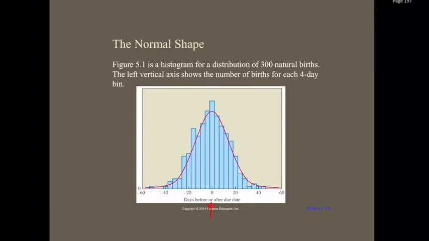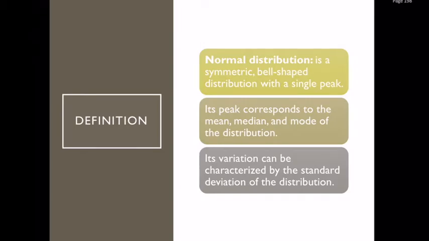So the normal distribution is a symmetric bell-shaped distribution with a single peak. This peak means the mean, median, and mode are equal, okay? And it corresponds to the mean, median, and mode. Its variation can be characterized by the standard deviation of the distribution.